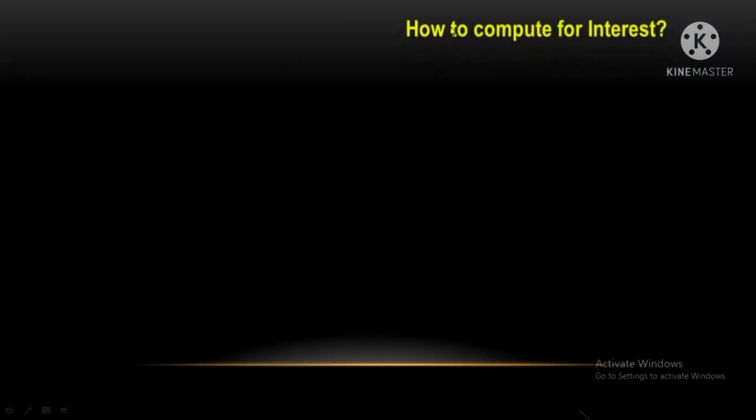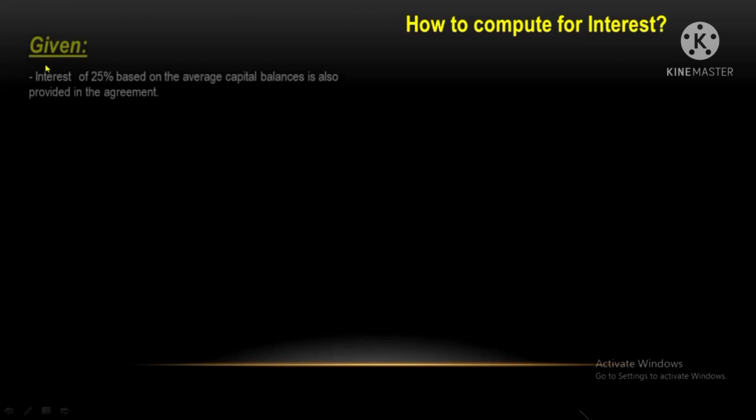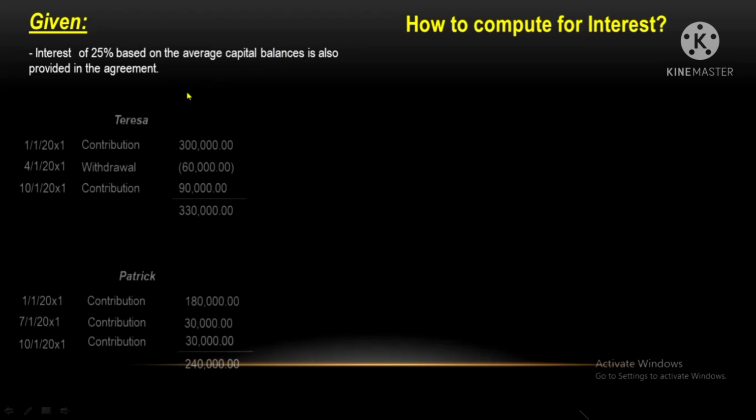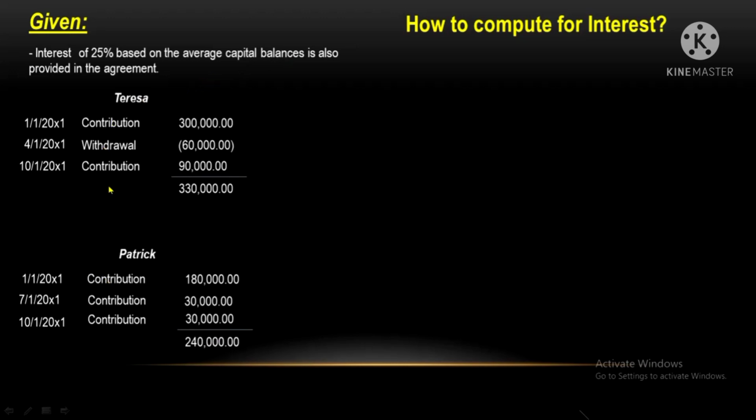So we are now on the computation of interest for the two partners. This will be a little bit complicated because of this given. It is said here that interest to be given is 25% based on the average capital balance. So we need to get the average capital first from this given. We have here Teresa's and Patrick's capital contribution and permanent withdrawal. Take note of this. Do not ever include the temporary withdrawals when computing for the average capital. Okay? Now, let's move forward. Actually, these are the only information necessary to get the interest.